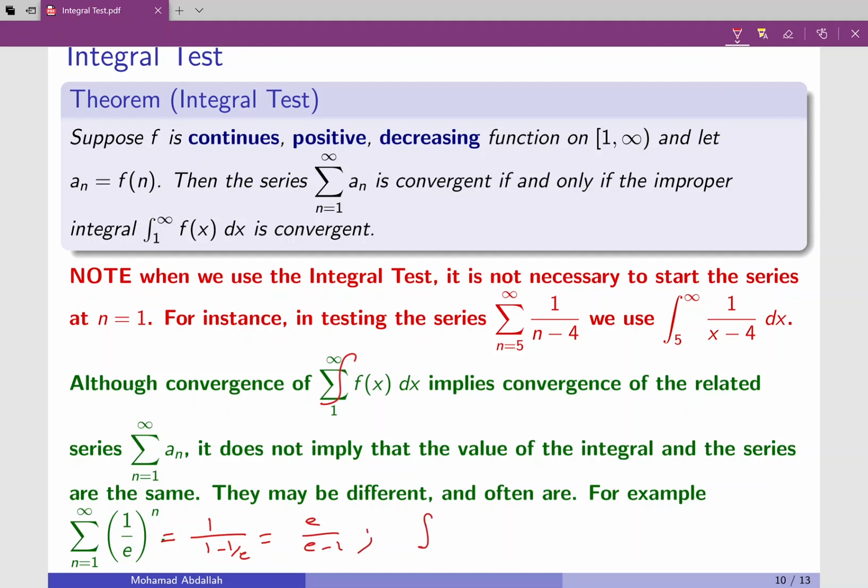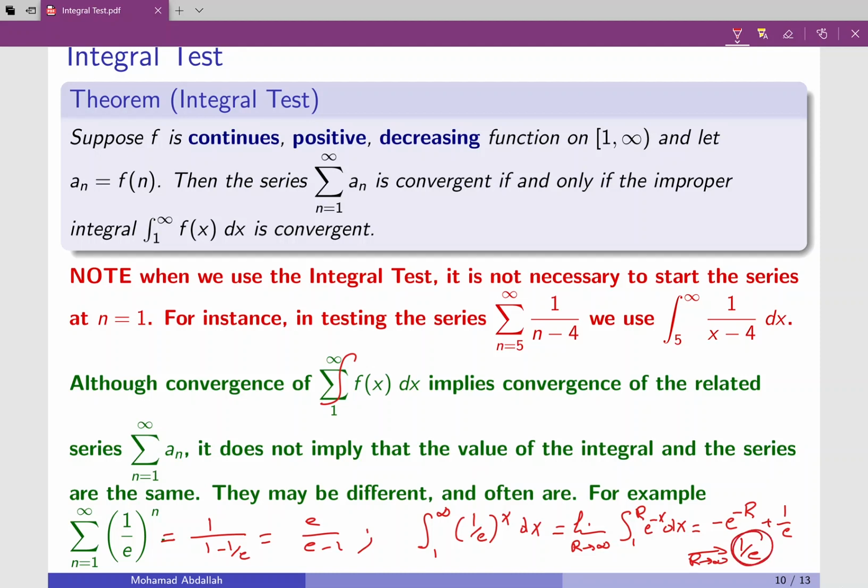But if you try to do the integral from 1 to infinity of 1 over e to the power x dx, this is going to give you, for example, the limit as r goes to infinity of the integral from 1 to r of e to the power negative x dx. So this is going to be e to the negative x over negative 1. So negative e to the negative r plus 1/e. And this goes to 1/e as r goes to infinity.